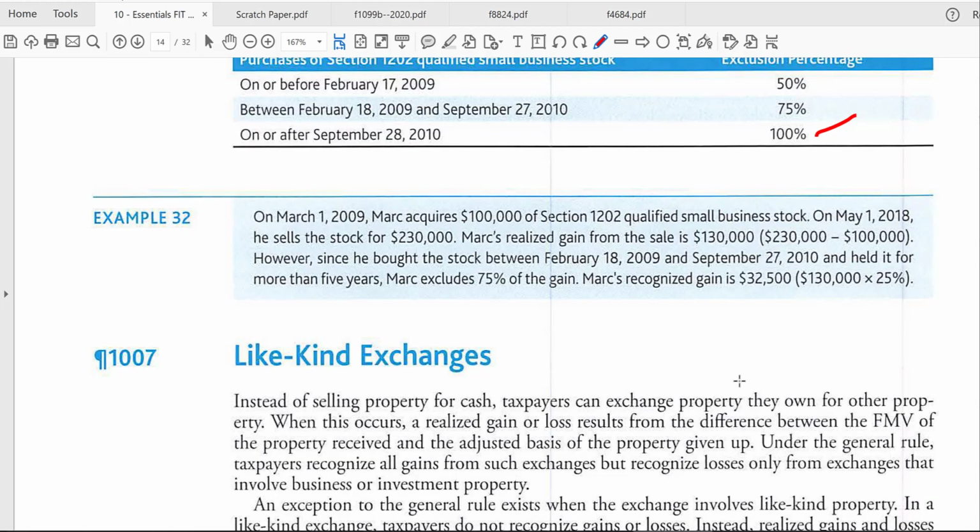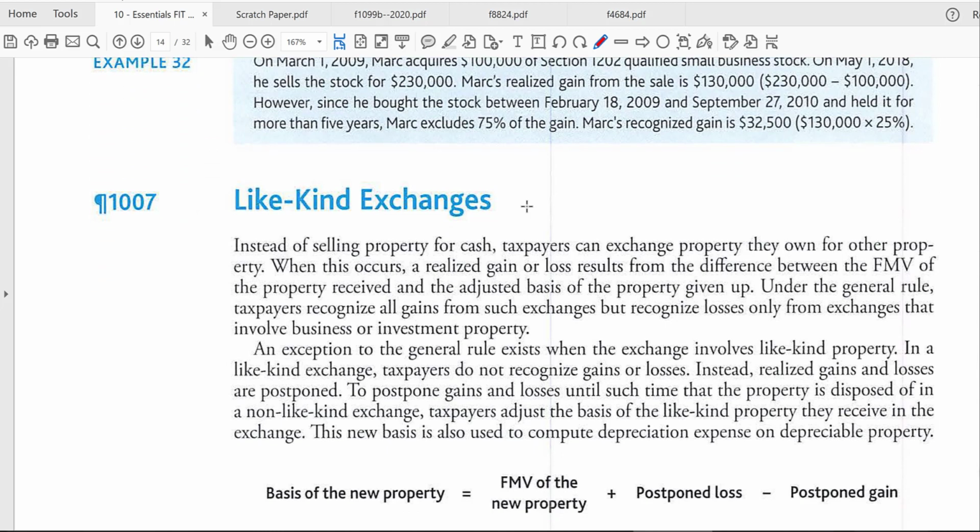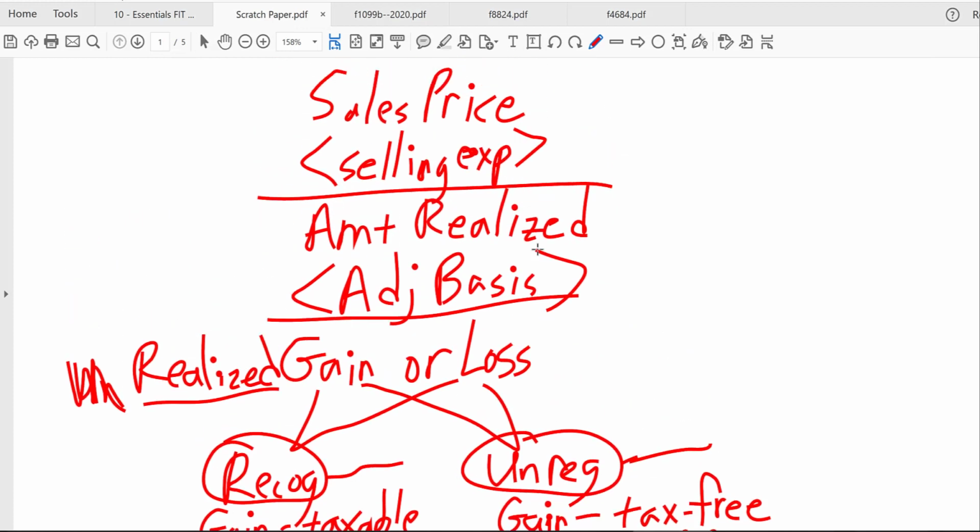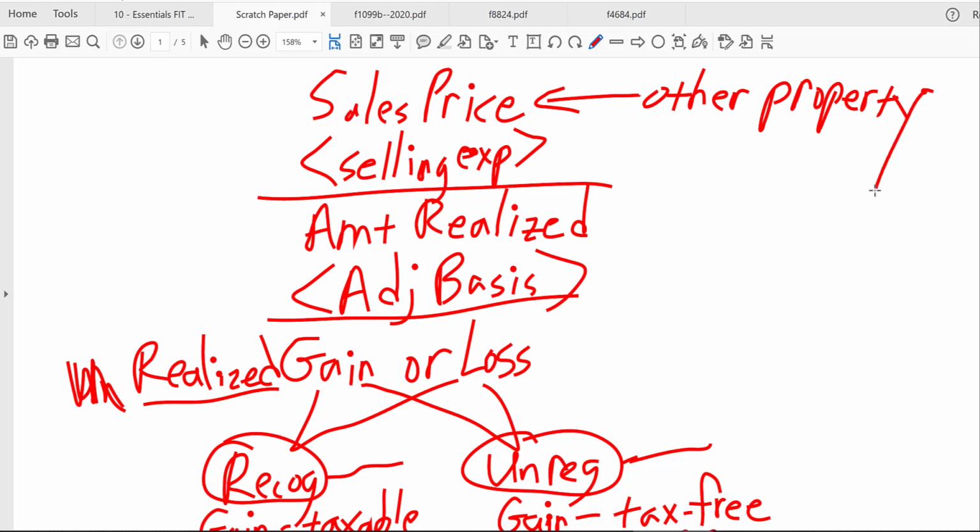Okay, let's move on to something called like-kind exchanges. So you remember now, let's go back to this gain or loss formula. So you're selling, you're giving up property, but maybe in exchange, what you're getting is not cash, but other property. This like-kind exchange rule applies to only real estate property that you're giving up and real estate property that you're getting back.